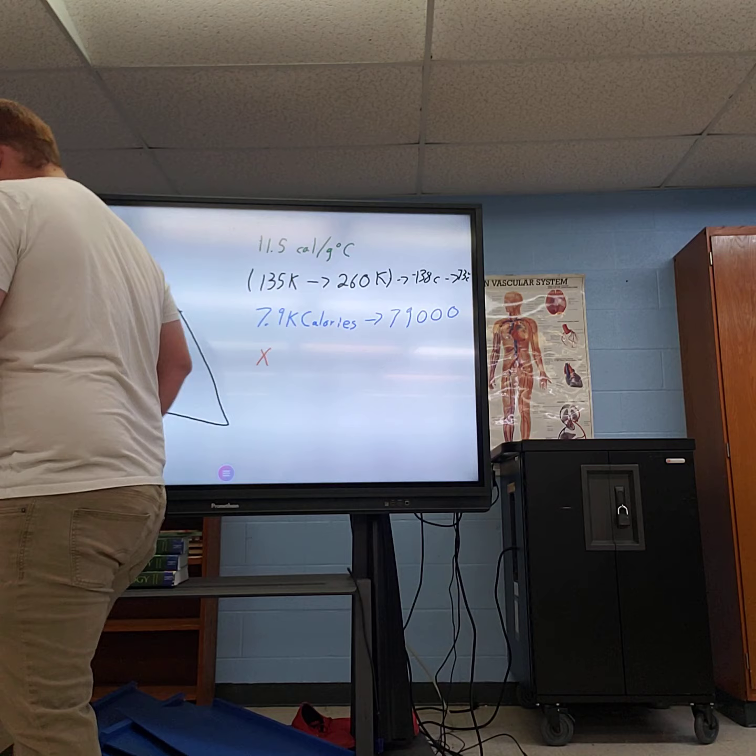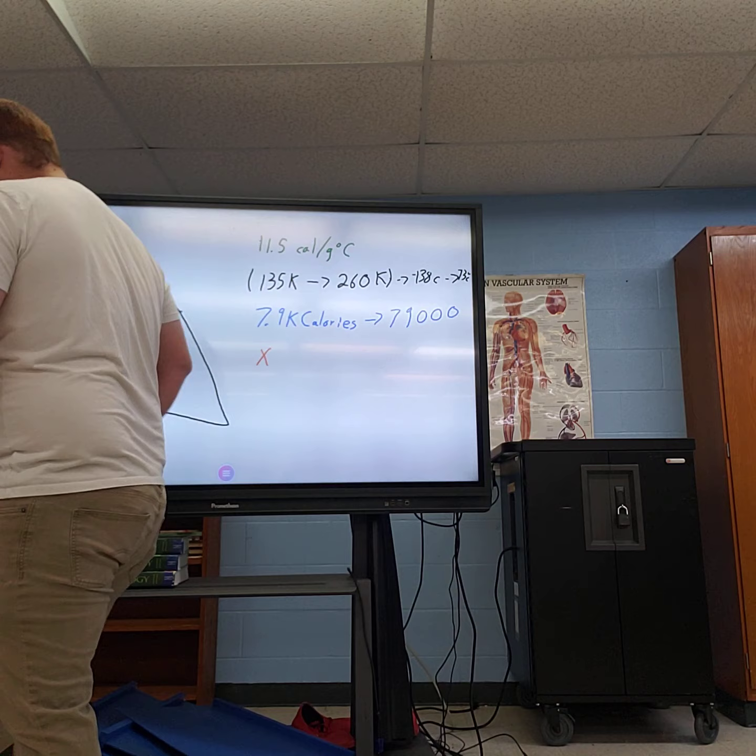All right, so calories per gram Celsius. We got that plugged in. Let's go ahead and put our delta T. Now remember that delta T is a change in temperature, not the temperature itself. So we need to figure out how many degrees it changed from our starting point to our end point.